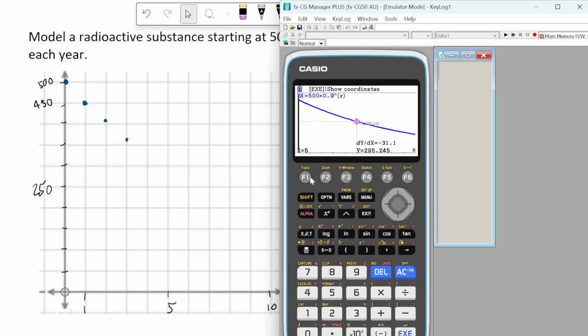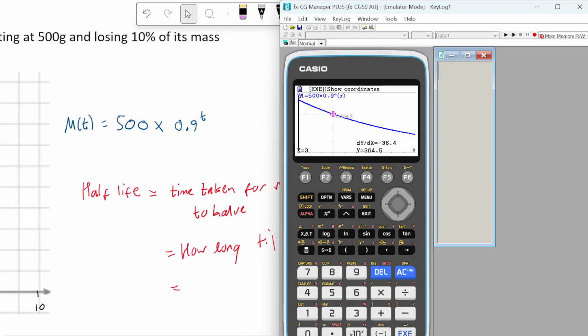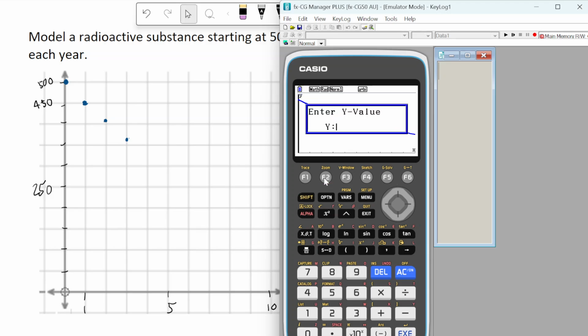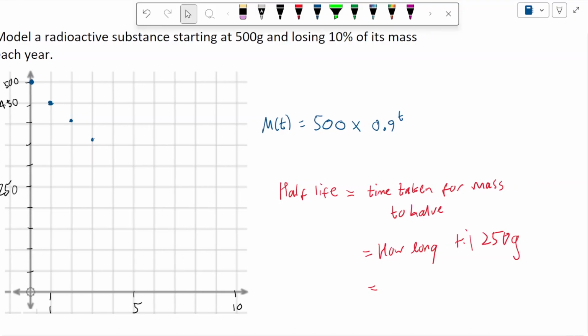And you can see here that the calculator should hopefully agree with me. So if I go trace and I go 0, the y value will be 500. If I go trace at 1, 450, trace at 2, it would be 405 like we discussed, and trace at 3, 364. So how long would it take to get to 250? So that would be in G-Solve, x calc, 250. 6.57 years, 6.58 years.